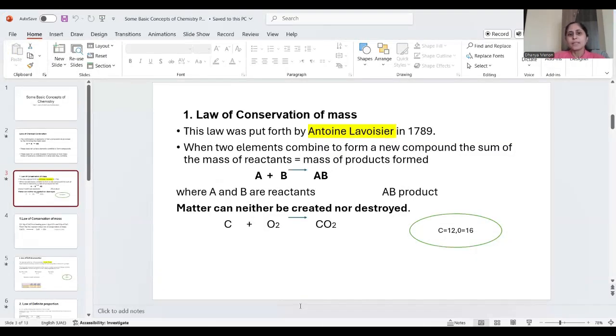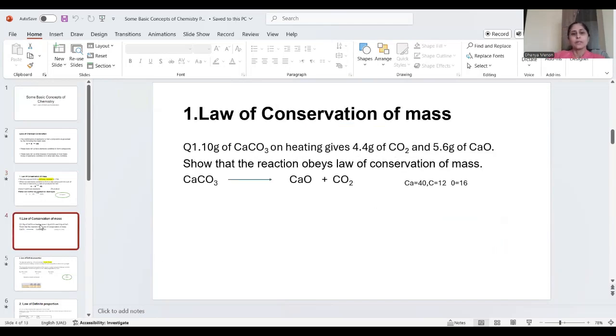Okay, now there's another statement, mass can neither be created nor be destroyed. Okay, so कोई सा भी statement आप by heart कर सकते हो. बहुत पुराना सा लॉ है, as you can see 1789, it's a very old law. Okay, ये एक another reaction is there. You can see 10 grams of calcium carbonate is heated to give you 4.4 grams of carbon dioxide and 5.6 grams of calcium oxide. Okay, so इसमें देख लेते हैं.